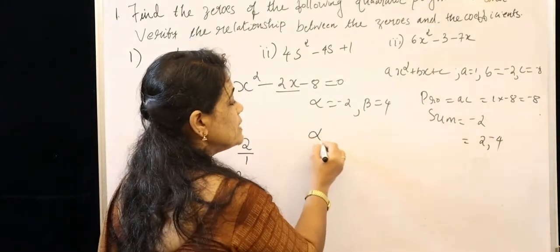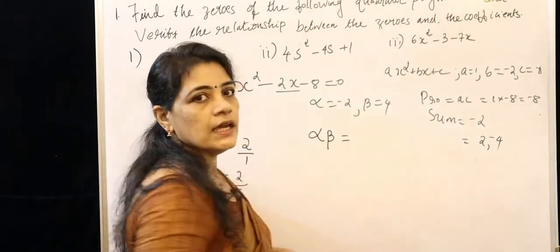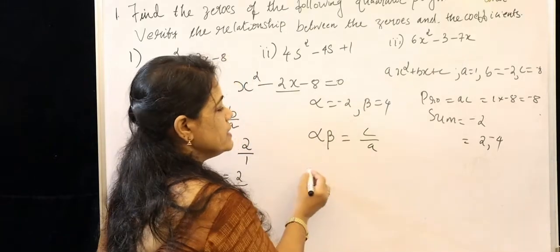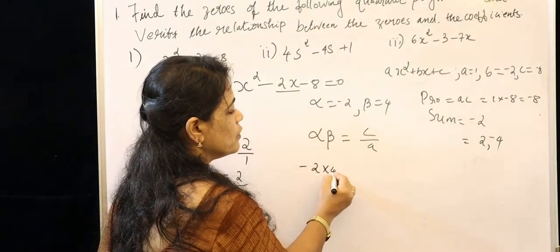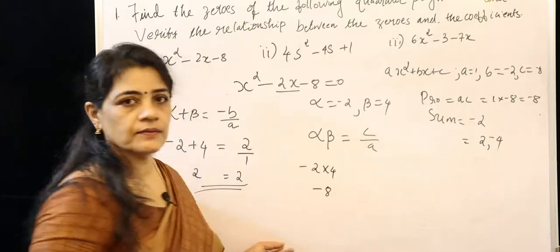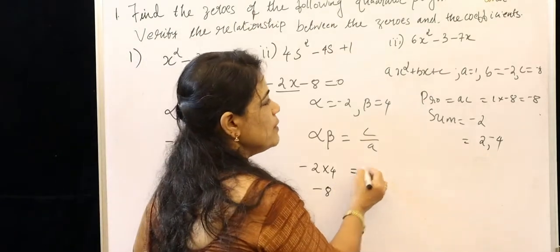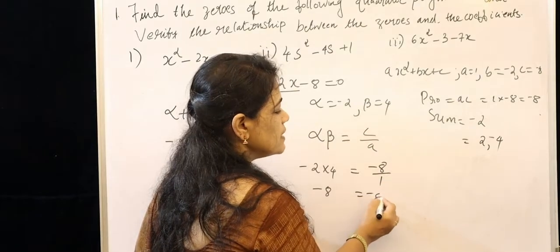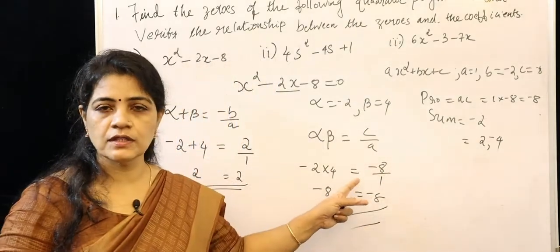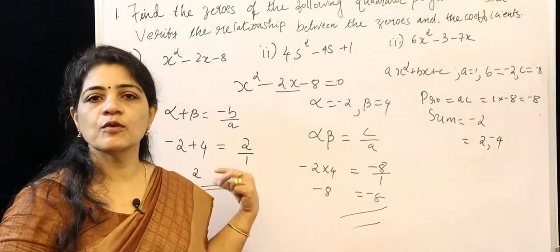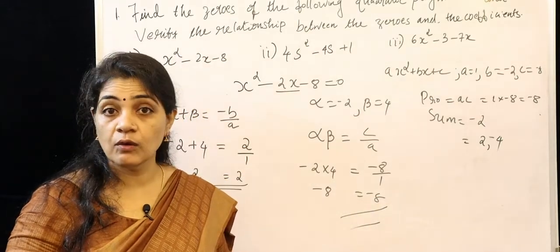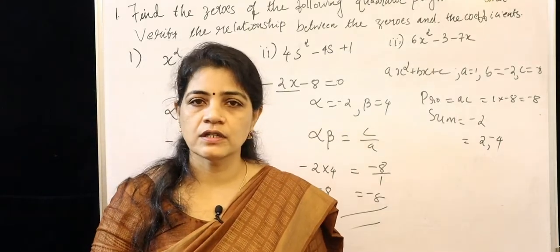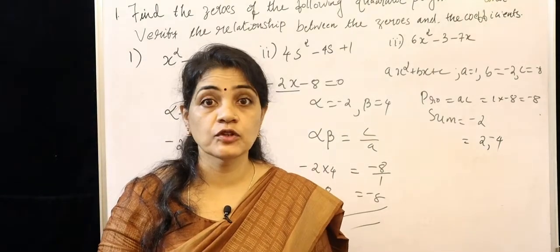Next is alpha beta, product of zeros, equal to c by a. Alpha into beta, minus 2 into 4, is equal to minus 8. And in RHS, c by a, what is c? Minus 8, and a is 1, that is minus 8. So product of zeros is equal to c by a, and sum of zeros alpha plus beta is equal to minus b by a, hence verified. This is a sure question. This type of question can be asked for 2 marks.